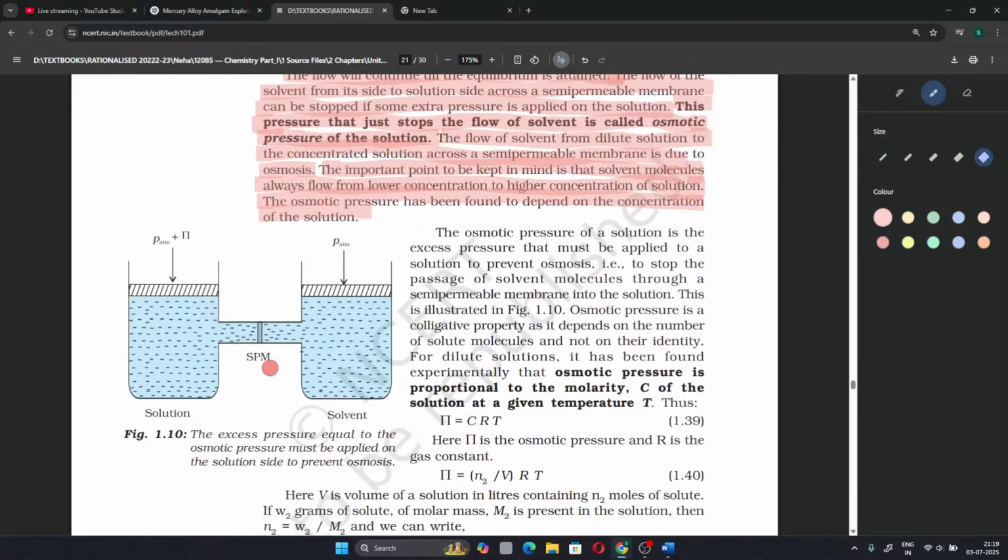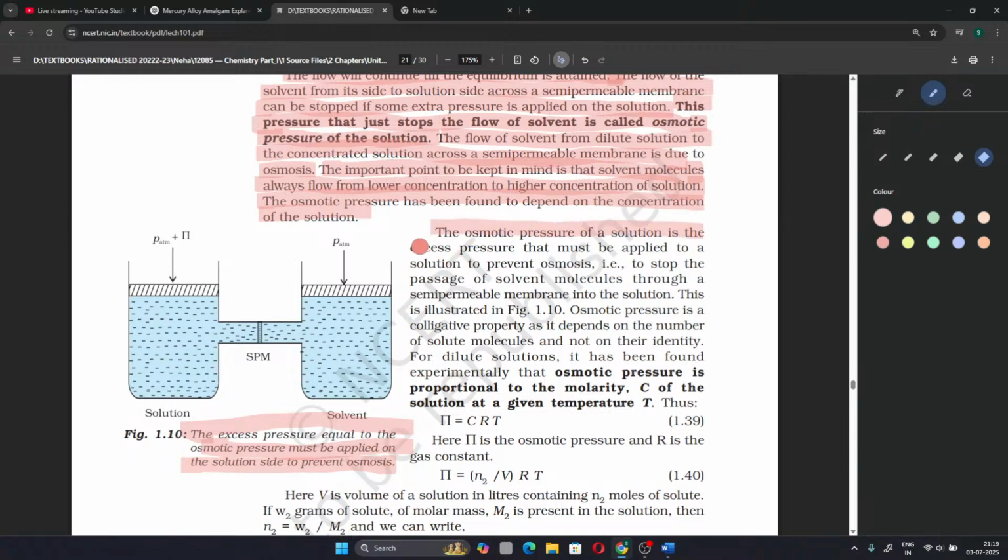This is the semi-permeable membrane. This is the atmospheric pressure, and here we apply pressure, and this is the solution. Solvent molecules go from solvent to solution. When we apply pressure here, the osmosis is stopped, and that pressure is called osmotic pressure. It must be applied on the solution side to prevent osmosis.